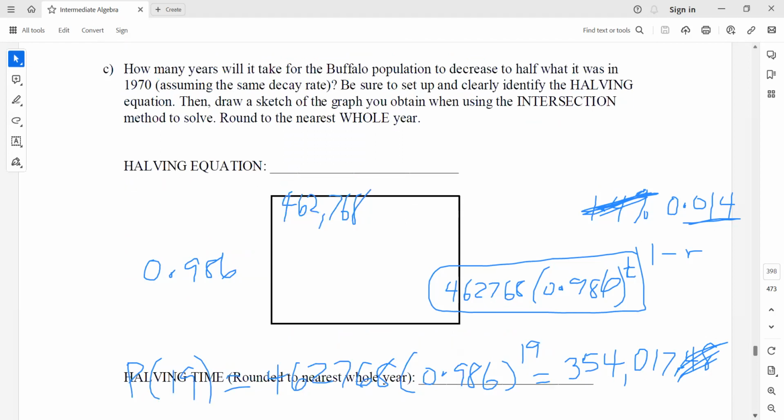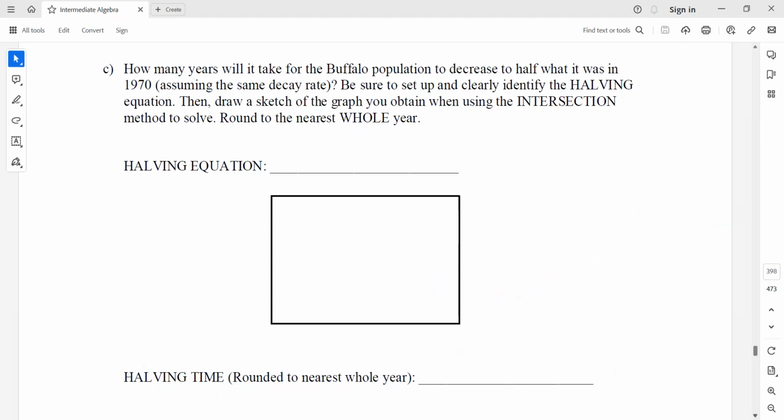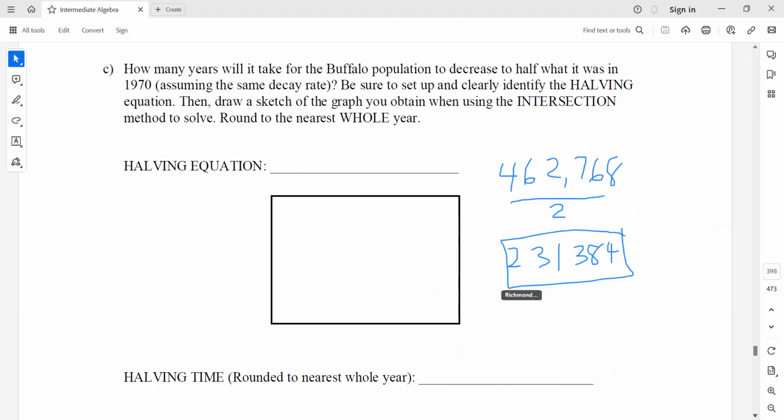Okay, and what about C? Now C says, how many years will it take for Buffalo's population to decrease to half what it was in 1970? So it's a halving equation, that's what you're trying to find. Now in 1970, the population was 462,768. So you divide that by 2, and what do you have? You're going to have 231,384. Okay, so you equate this to the function and see what you get.